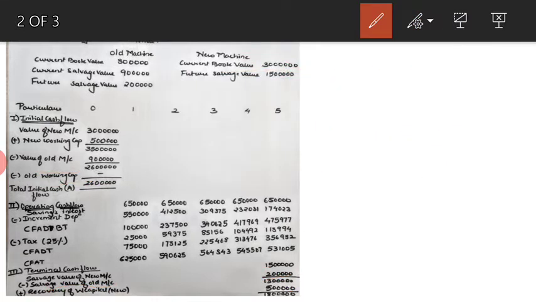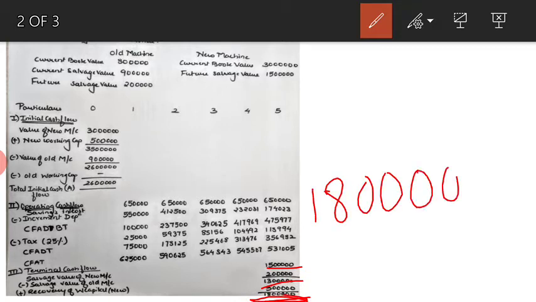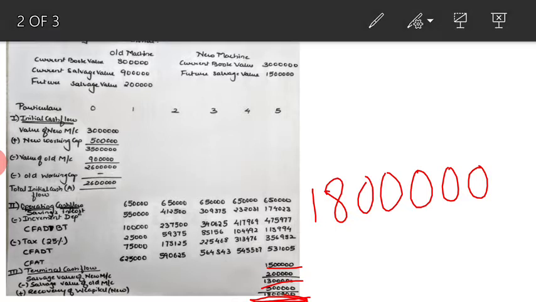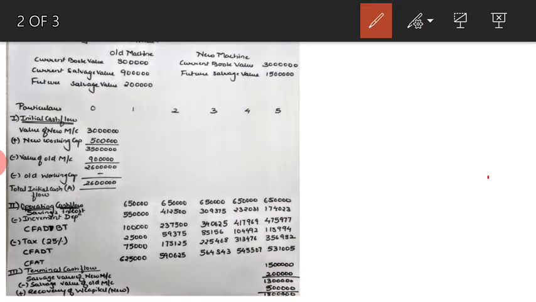So what would be your final answer? It would be 15 lakhs minus 2 lakhs is 13 lakhs. 13 lakhs plus 5 lakh is 18 lakhs. So your terminal cash flow would be 18 lakhs. Once we calculate all these three cash flows, that is initial cash flows, the operating cash flows and the terminal cash flows, the next part is to integrate all these three. For that let's move on to the next slide.